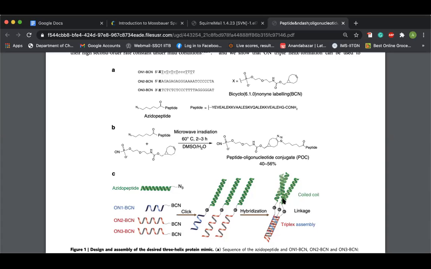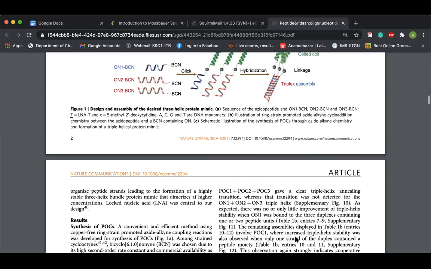And whether it is happening or not, they are trying to find it through CD spectroscopy. So any questions up to here, what they're actually doing? An oligonucleotide and a protein structure, they're putting together in the first phase, doing a click chemistry, and then putting 3 different nucleotide and this protein structure together in the same solution where they're forming a supramolecular molecule.